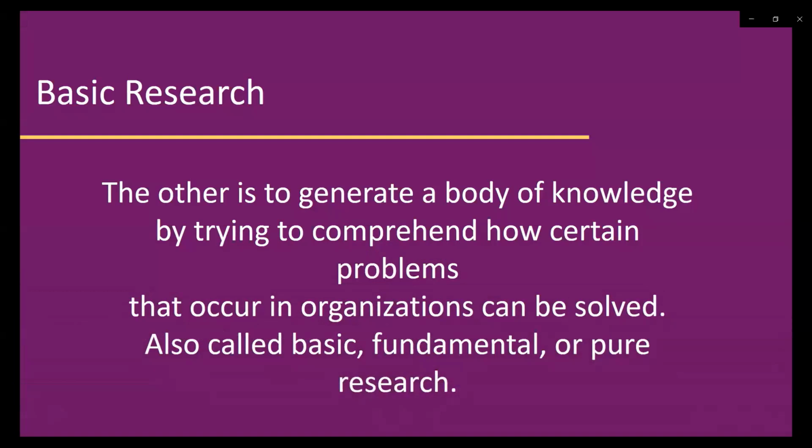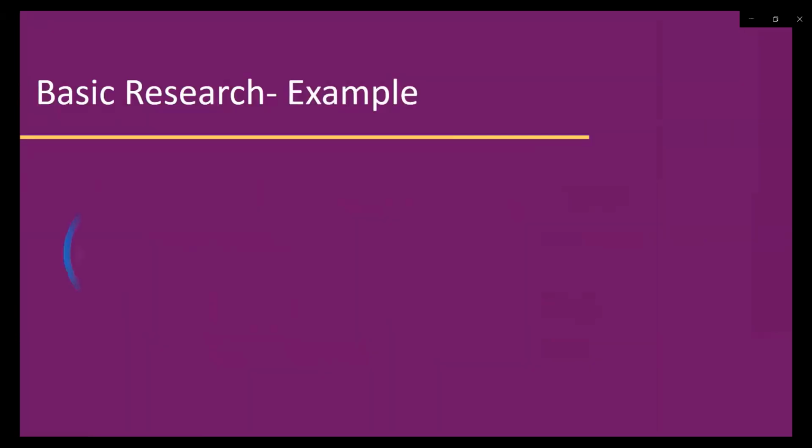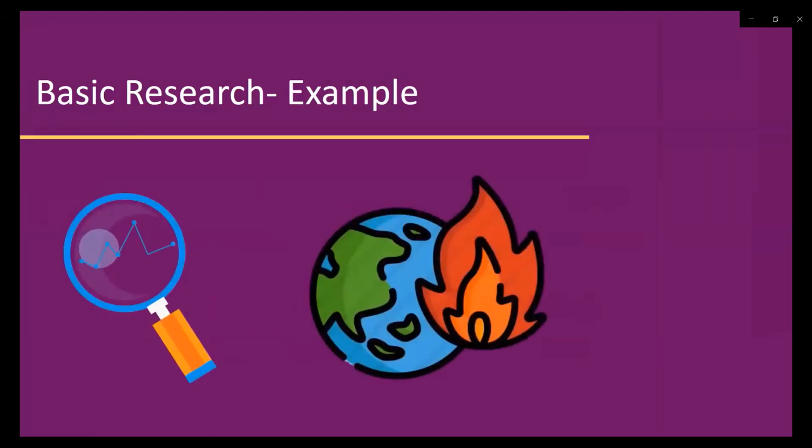This is the difference between basic and applied research. The purpose is to comprehend how certain problems that occur in an organization can be solved. Usually in our educational field, if you want to do more research on some theory, you want to understand further the body of knowledge. So it's called fundamental or pure research. For instance, research into the causes and consequences of global warming will offer many solutions to minimize the phenomenon and lead to further research to determine if and how global warming can be averted.